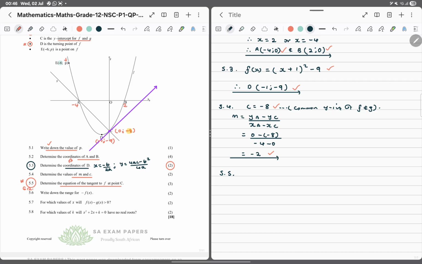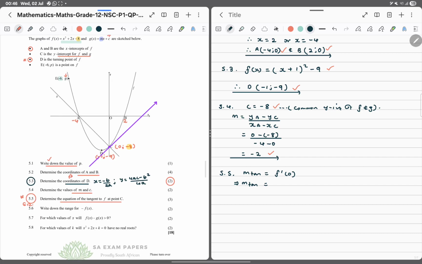Now, we know that C is already the y-intercept, so we know the y-intercept is minus 8, so all we need is the gradient. So what are we going to say? We will say, at C, the gradient of the tangent is equal to the first derivative at 0, because point C is at x equals 0. This implies that the gradient of our tangent, now we differentiate our quadratic. When we do this, we get 2. Instead of x, we put 0, and then we will write 2.